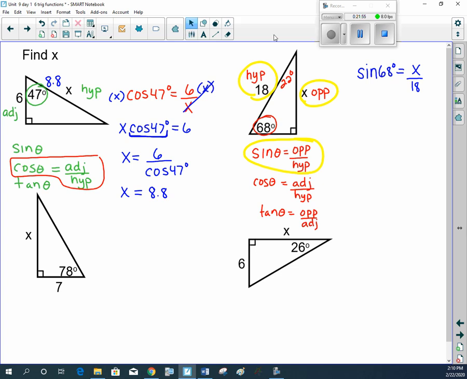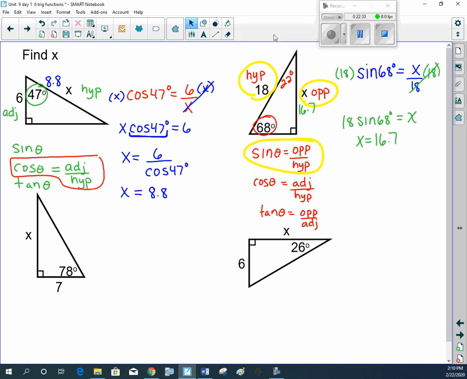Okay, so I need to solve this for x. So I'm going to multiply both sides by 18. And this time when I multiply both sides by a number, I actually end up with the answer that I'm looking for. I don't have to divide anything. That actually tells me what x is. So now I go to my calculator and I do 18 times the sine of 68. So I hit the sine button and then 68. And it turns out then that the opposite side is about 16.7. So x is about 16.7.